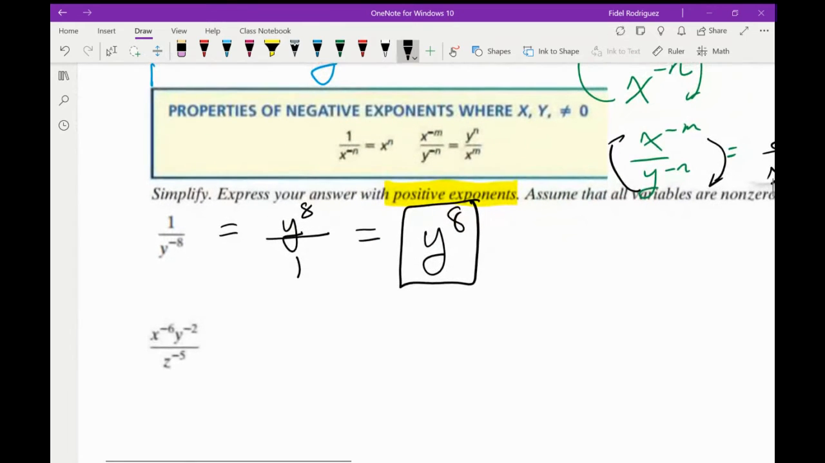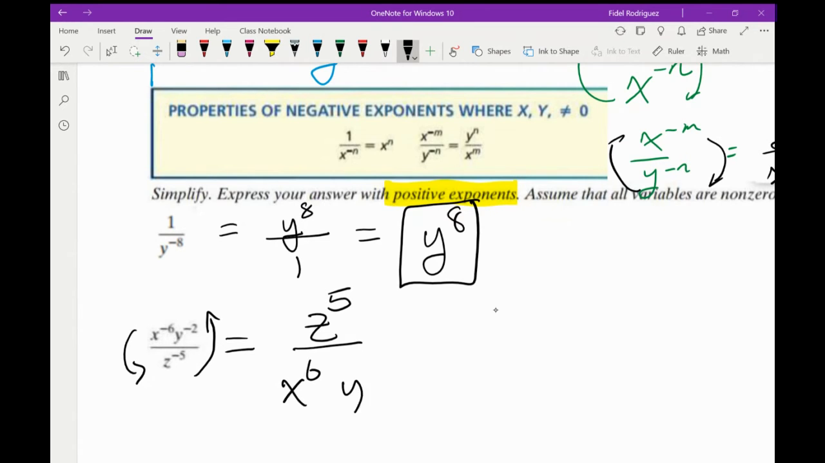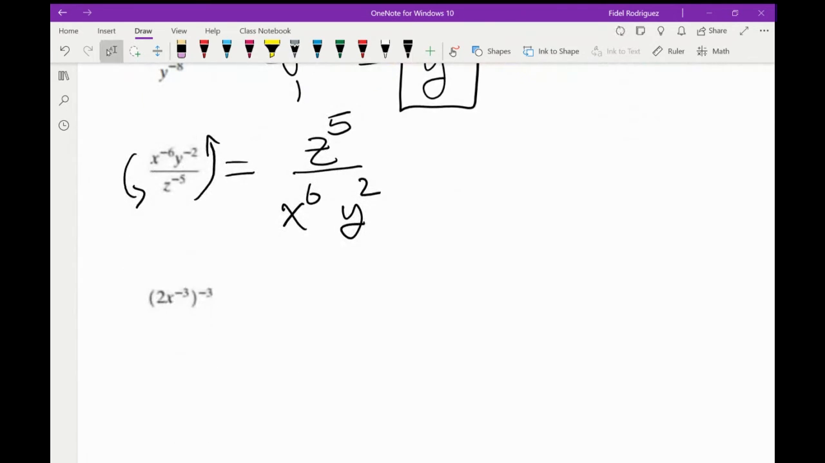So when I come to this next one here, the first thing I notice is everything is negative. So what we're going to do is flip the entire problem. The z to the 5th is going to come upstairs. It's going to be positive. The x to the 6th and the y squared are going to move to the bottom, and now they're also positive. So again, all we're doing is taking the reciprocal. We're flipping that fraction.